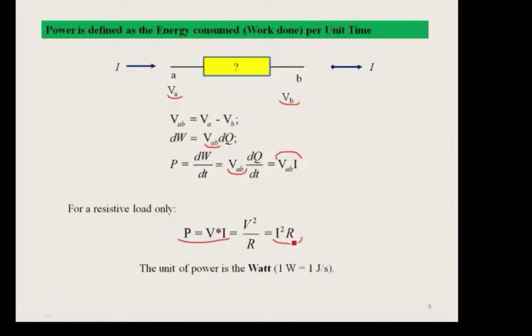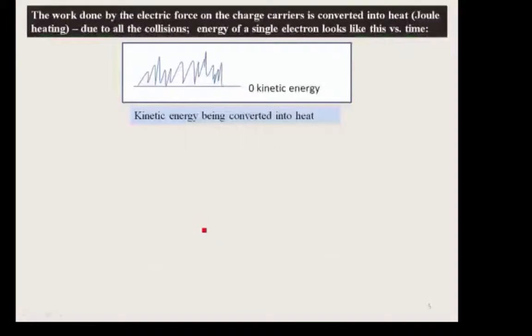Let me repeat that. V is related to the resistance by V equals I times R. And so if you put that in here, you'll get I squared R squared divided by R, which gives you this. Just remember that the unit of power is the watt, and a watt is 1 joule per second. The work done by the electric force on the charge carriers is converted into heat, so this is called joule heating, and it's due to all the collisions.